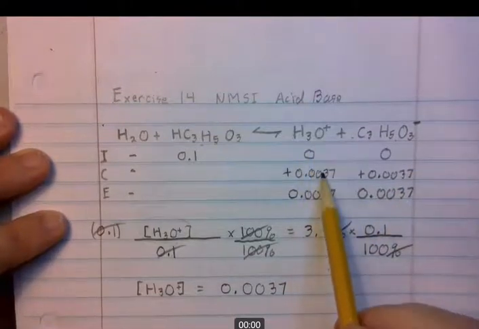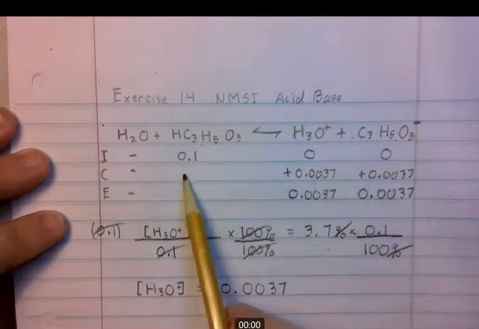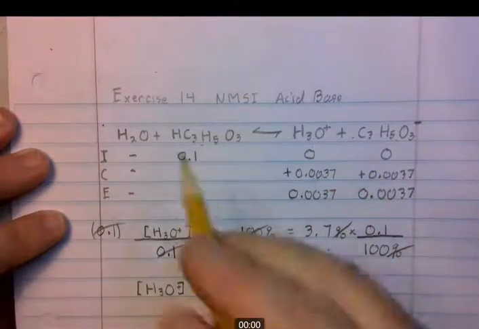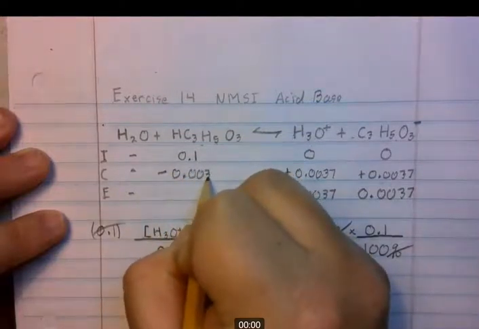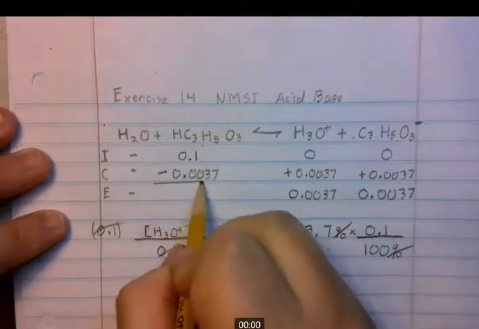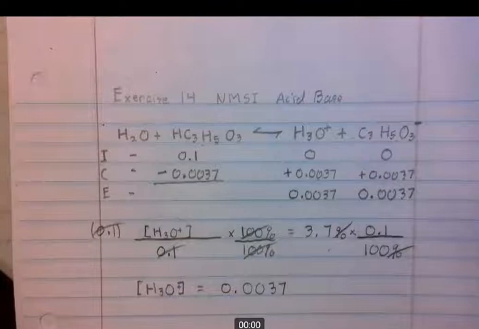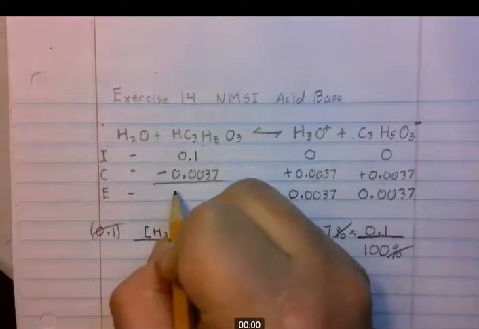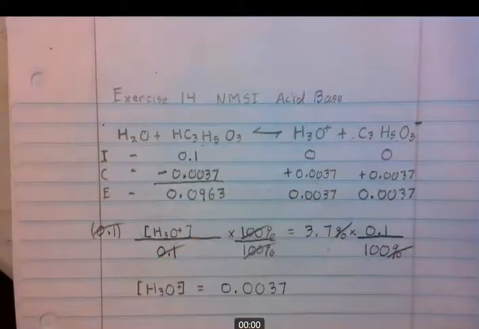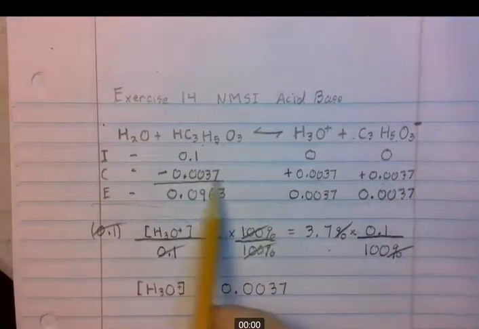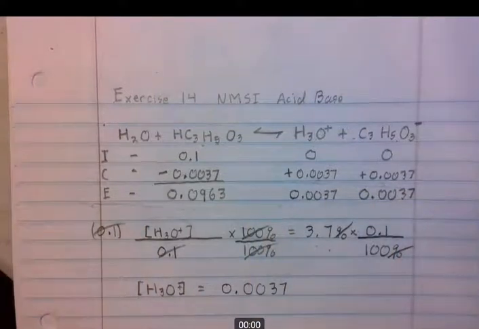Okay, and since we added this much of each of these, that means we had to lose this much of that. We had to use up this much of that. So over here, this is going to be, we'll do that on the calculator. And that gives us, okay, so we have all three of our equilibrium concentrations, and in actual numbers, not in x's and variables and so forth. So now we can go ahead and calculate the Ka.